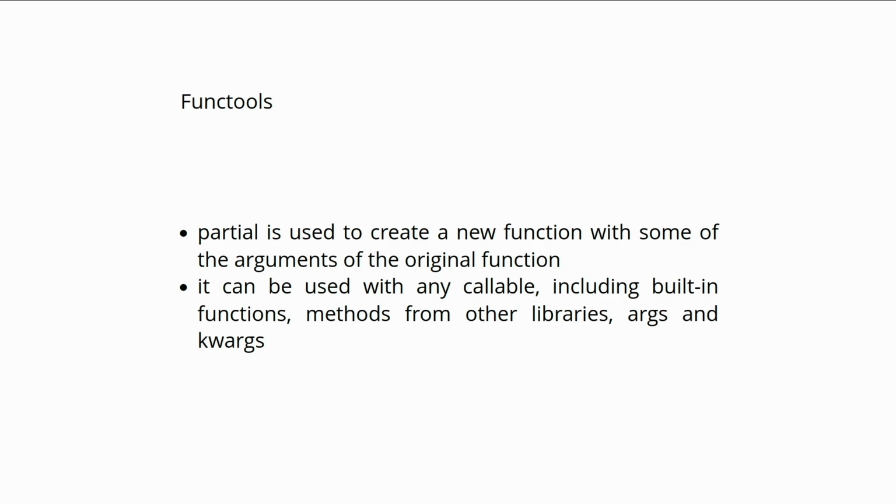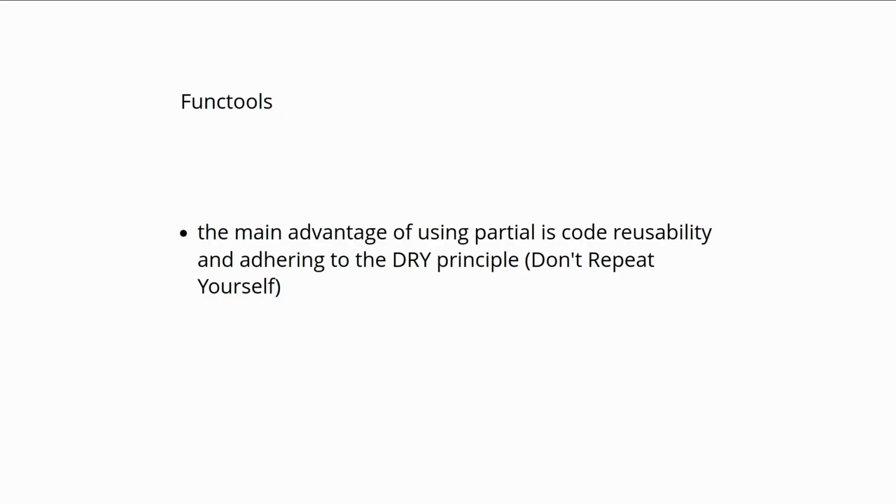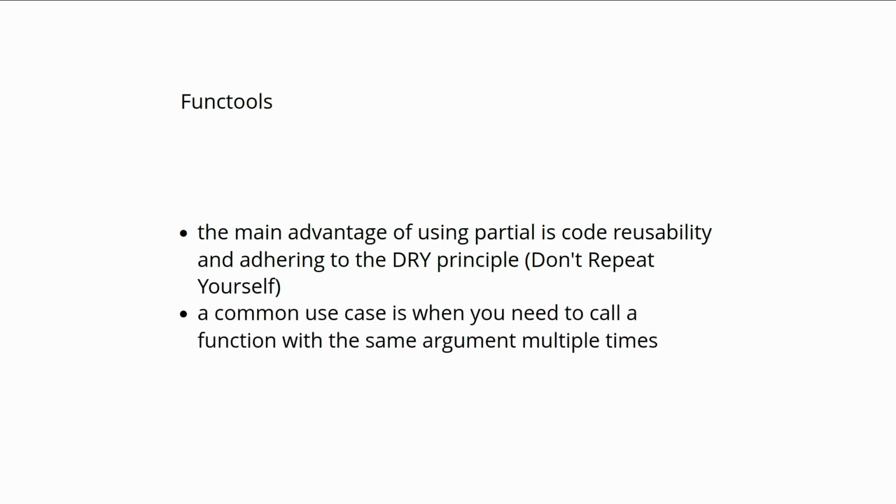Now you might be wondering, what is the advantage, or why use it instead of just using default parameters, when that also works? The main advantage is code reusability, so you're adhering to the DRY principle, DRY meaning don't repeat yourself. A common case is when you need to call a function with the same argument multiple times. For example, the case I've seen at work is that we had a function where we called various API endpoints, and there was an authentication header that we must pass each time we make a call.